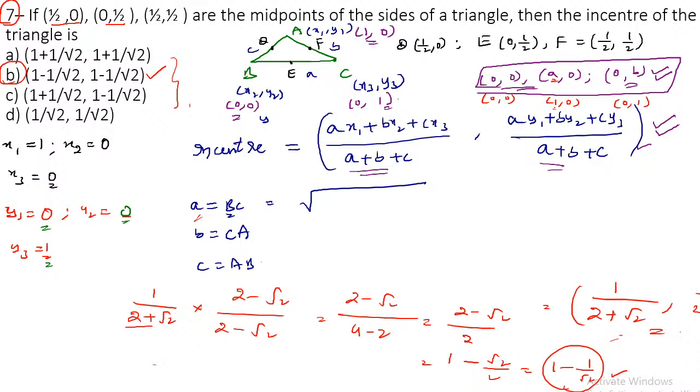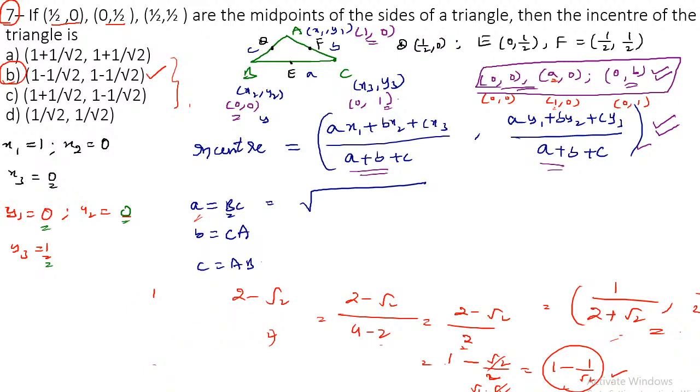We just multiplied 2 plus root 2 by its conjugate in the numerator and denominator. So this becomes 2 minus root 2 by, using a square minus b square, 4 minus 2, which is 2. We just divided the individual terms in the numerator. 2 by 2 is 1, and for minus root 2 by 2, we can write 2 as root 2 into root 2. So root 2 is cancelled, and we get 1 minus 1 by root 2. The other y coordinate is also the same. So the answer is option B.